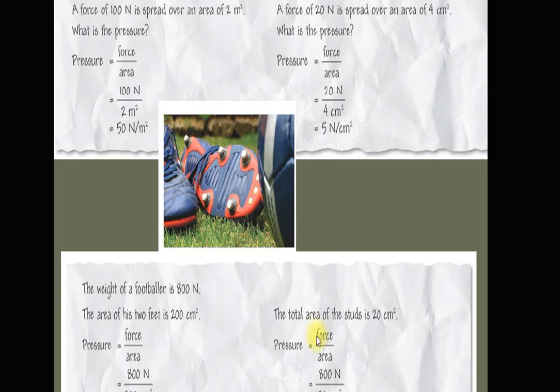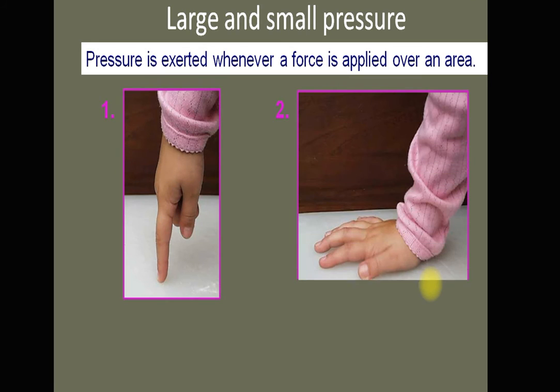Now, how about if we have the total area of a stud? Instead of using his feet, he decided to wear a boot with studs. The total area of 1, 2, 3, 4, 5, 6 studs times 2, which is about 12 studs, is 20 centimeters square. What will be the pressure? All we need to do is 800 divided by 20 centimeters square, and then it will give us our answer. Okay, are we good? All right, large and small pressure.